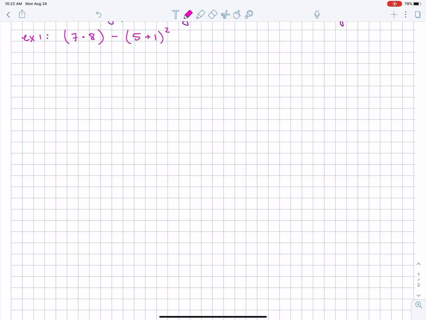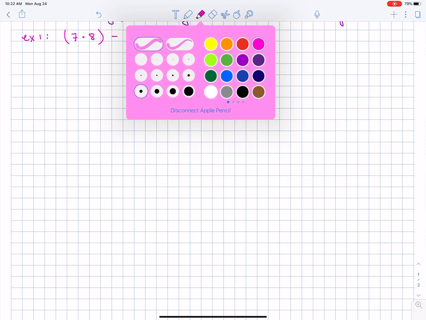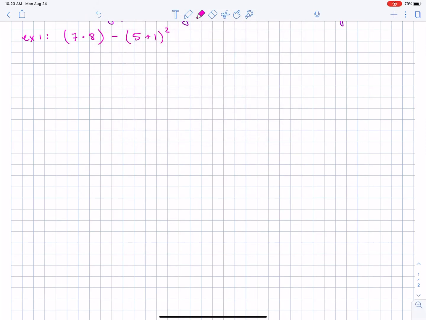Okay, so first things first is that we need to do our parentheses or our grouping symbols. So those grouping symbols mean that I need to do this one and this one first. I'm going to do that in the same step because they're in separate parentheses. So 7 times 8, that's 56, minus, and then we have 5 plus 1, that's 6, but you have to keep that exponent there, squared. Okay, so parentheses are done.